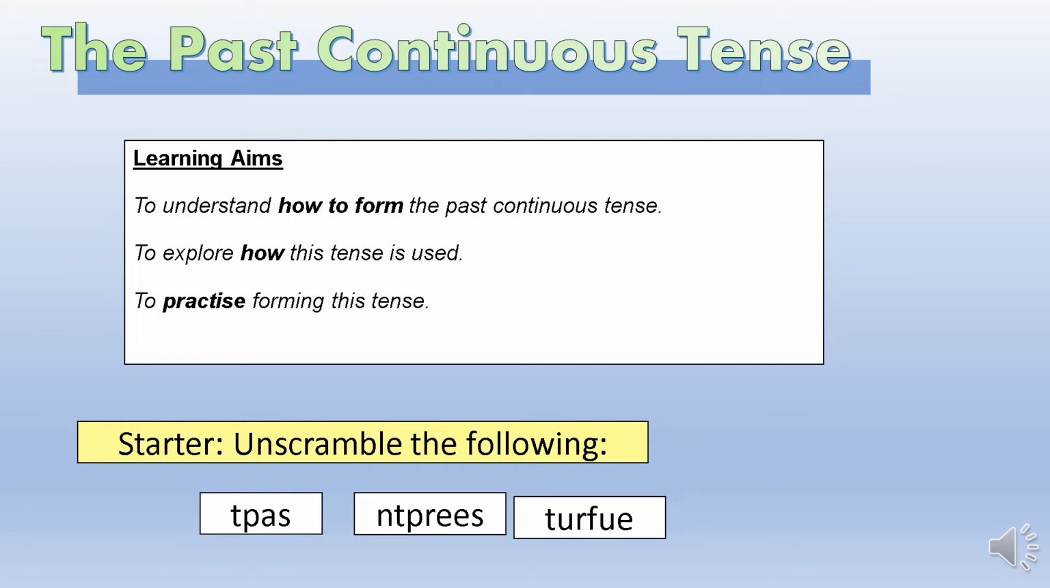This lesson is on the past continuous tense. The learning aims are to understand how to form the past continuous tense, to explore how this tense is used, and it's used in quite a few different ways, including figures of speech, which are interesting, so we'll look at those, and to practice forming the tense. There are some simple rules for this, and there are 6 activities for you to try during this lesson.